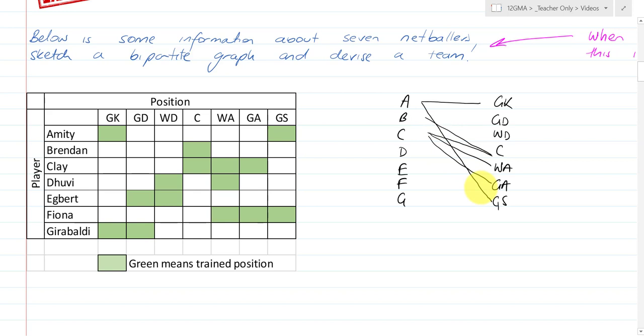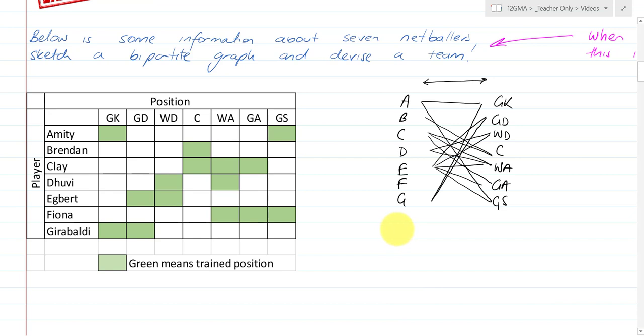Doovie can do wing defense or wing attack, so put a line to wing attack, a line to wing defense. Egbert can do goal defense or wing defense, so goal defense or wing defense. Let's get a bit out of hand now. Fiona can do wing attack, goal shooter. And Garibaldi can do goalkeeper or goal defense. So he's packed right up the top, which is frustrating. There it is, a little bit out of hand. Hopefully you can draw it a bit bigger or a bit neater. And sometimes a good solution is to just separate the lines a little bit more, which will help spread it out. Anyway, this is going to be my assignment.